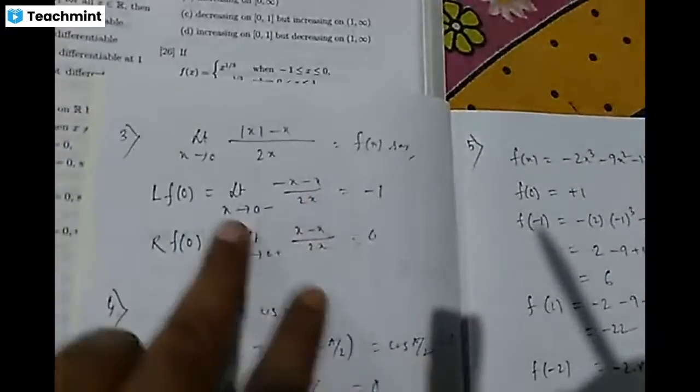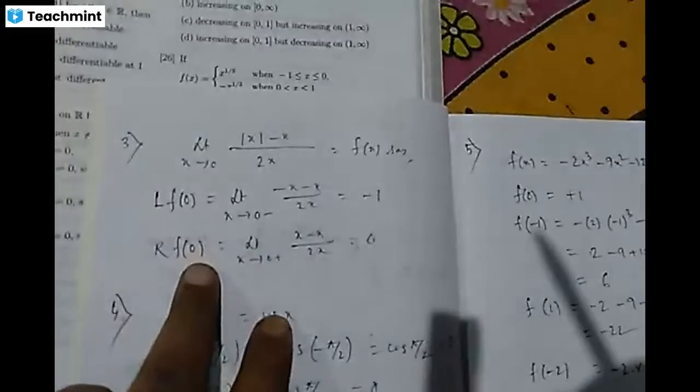So the left hand limit and right hand limit both are not equal. So the answer is that the limit does not exist. This limit does not exist. So option four will be correct. Now another question.